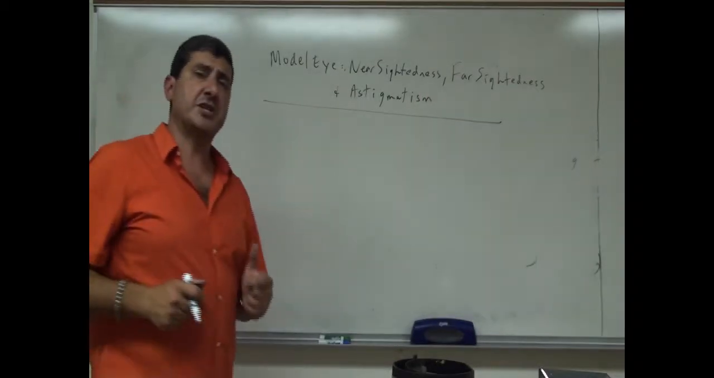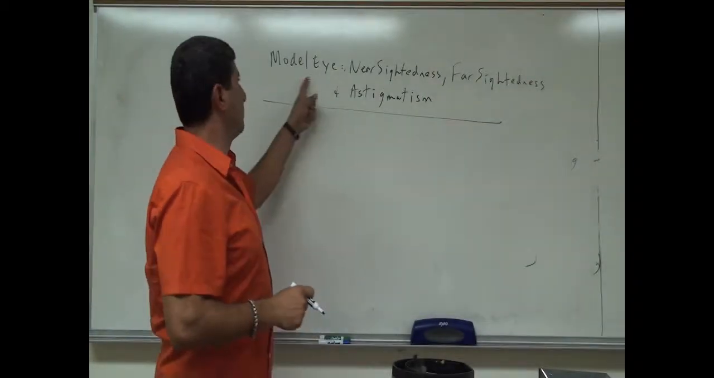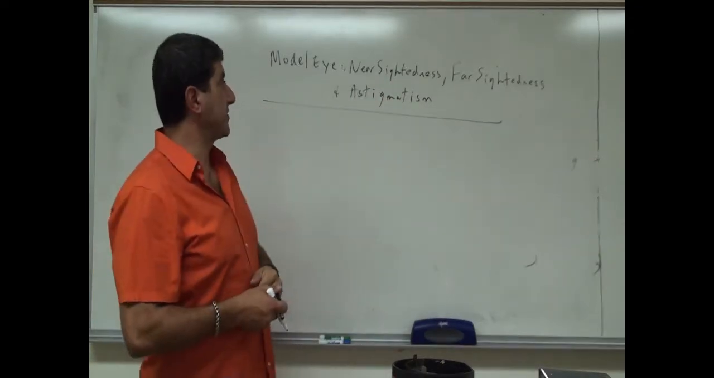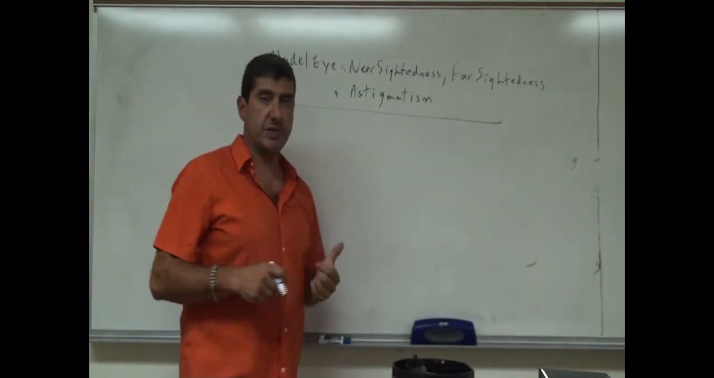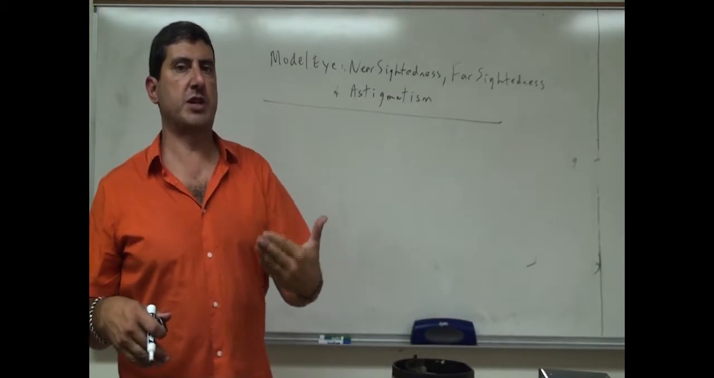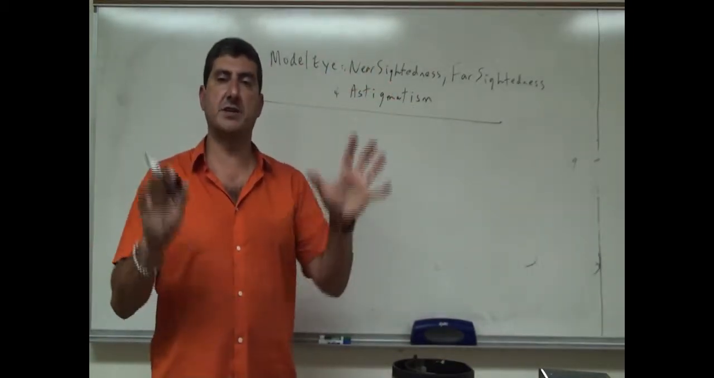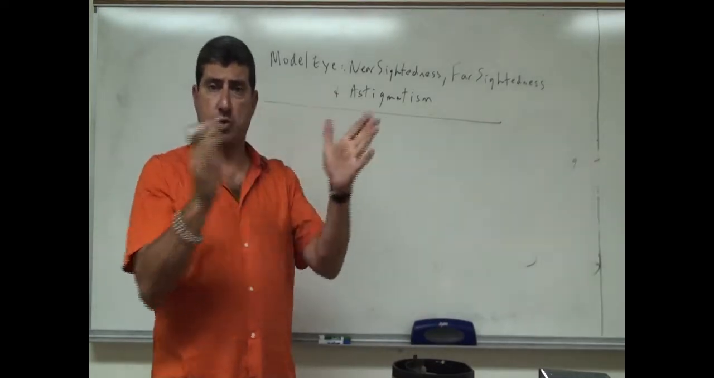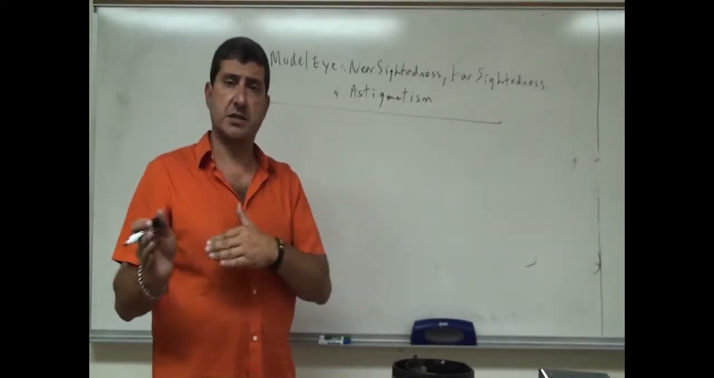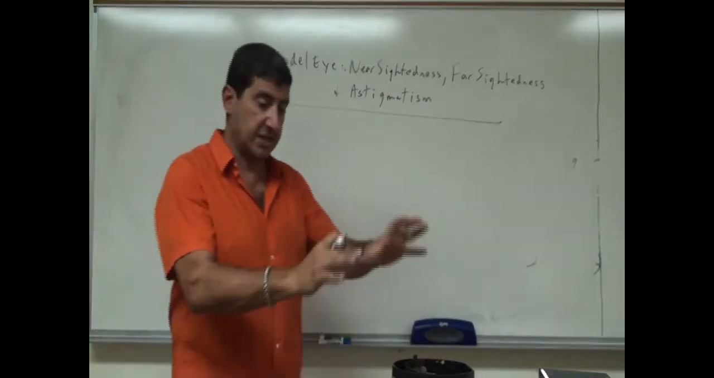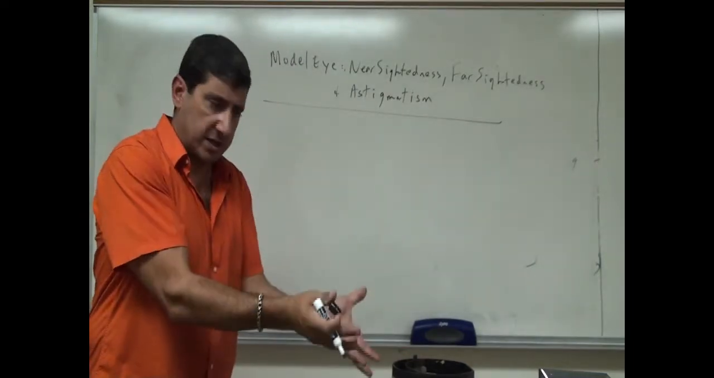Okay, welcome back. Now I'm going to illustrate a demonstration called the model eye. It's used to show what causes nearsightedness, farsightedness, and astigmatism. It's similar to the demo I showed you before with lenses, where I put a magnet on a whiteboard and showed you what causes nearsightedness and farsightedness with a lens.